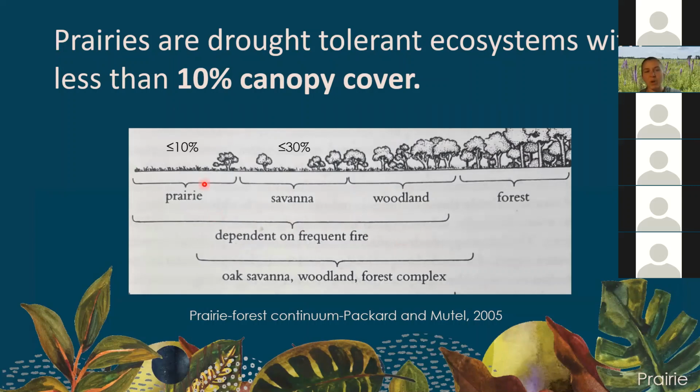I do want to mention one more here. So the glade ecosystem, which would fit right in between the prairie and savanna or so. This is typically a rocky outcropping or kind of a rocky based prairie that can have canopy cover anywhere from 0 even up into the woodland side of canopy cover, which is about 60%.